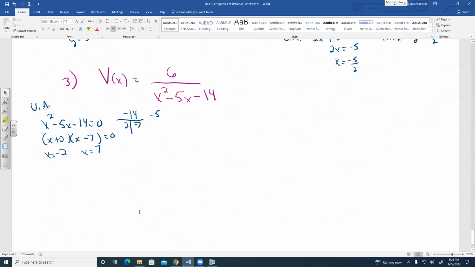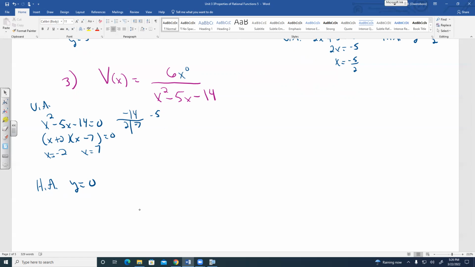What else do we have to do here? Horizontal asymptote. Since the degree of the bottom is bigger than the degree of the top, our horizontal asymptote is going to be y equals 0. The degree of the bottom is a 2, the degree of the top is a 0. Remember, there's an x to the 0 there. So that means our asymptote is actually going to be y equals 0.